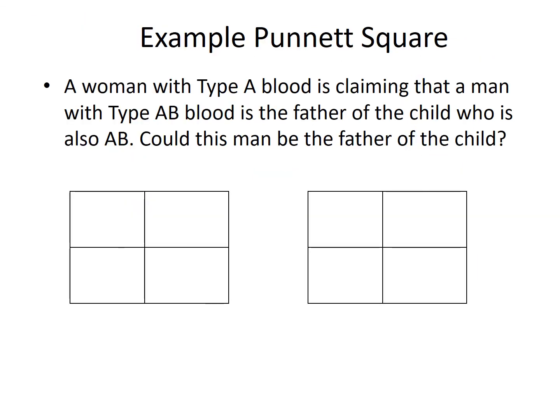So I'm going to do an example for you because you have to understand how to do this. A woman with A blood is claiming that a man with AB blood is the baby of her father, who is also AB. Could this man be the father? Well, a lot of us are like, yeah, because he's AB, the kid. Not necessarily, so let's try it.